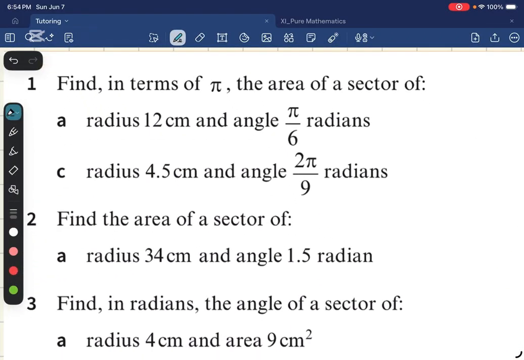So part A, you are given the radius, you're given the angle. The area of the sector is half times theta, which is pi by 6, times r squared, which is 12 centimeter squared, right? And if you simplify 12 squared, you're going to get 144. All right, so 6 times 2 here in the denominator, you are going to get 12. So overall, you are going to get 12 pi centimeter squared. That is going to be your solution, 12 pi centimeter squared for A.